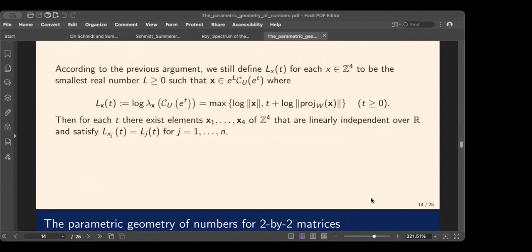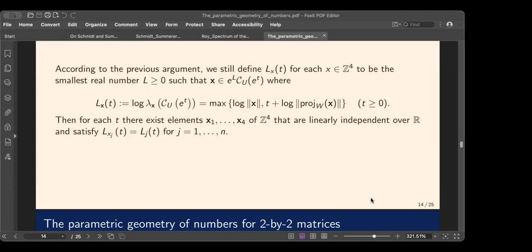Next, we still define the function Lx. Lx is the smallest number L such that x is contained in the convex body. So we can calculate Lx explicitly by the following. It's still the maximum of these two functions, and it still looks like, on the left side it has slope 0, and on the right-hand side it has slope 1.